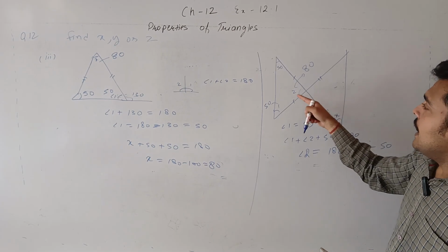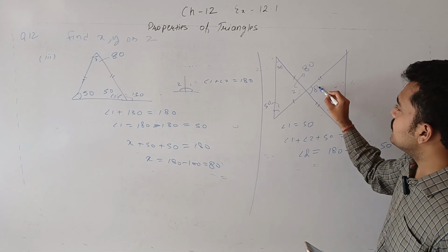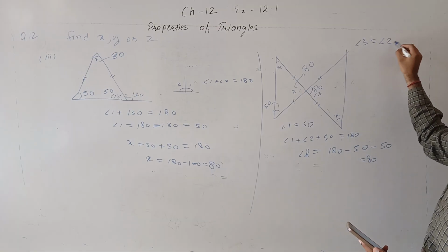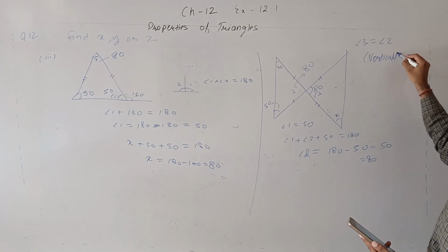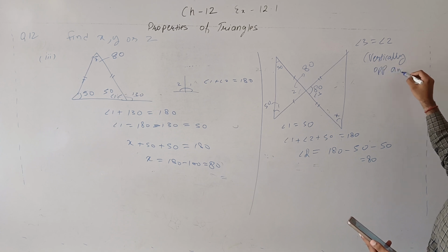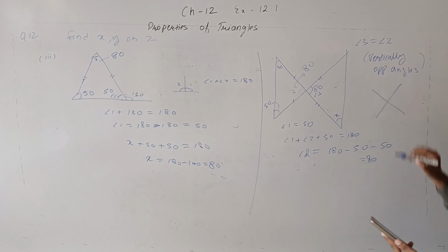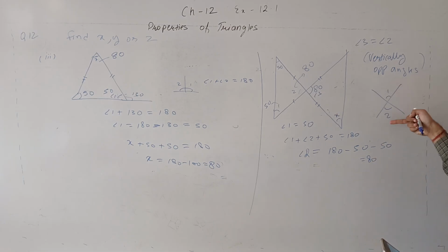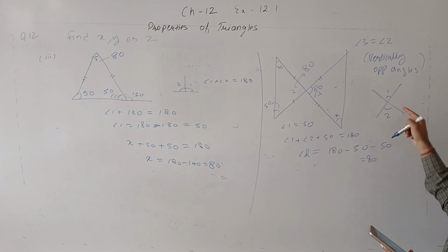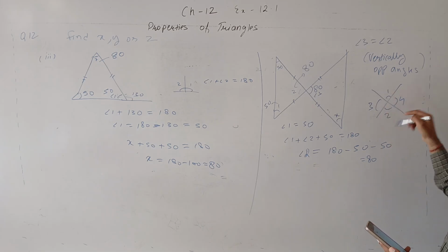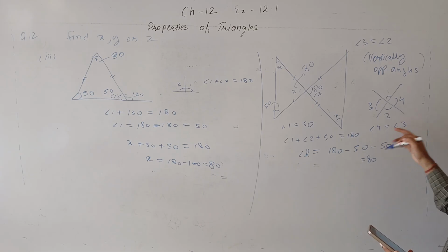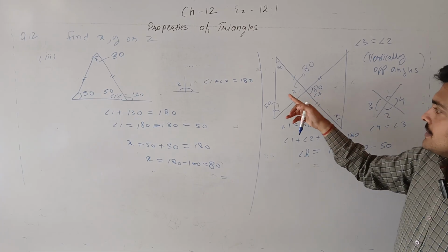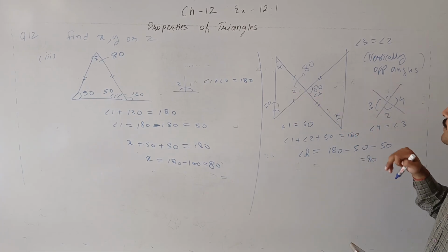So this angle is 80, and these two angles are also the same. If this is 80, angle 3 is also 80. Angle 3 is equal to angle 2. Why? These are vertically opposite angles. So if two lines are crossing each other, these are vertically opposite angles. Angle 1 and angle 2 are vertically opposite and equal. Similarly, angle 3 and angle 4 are vertically opposite, therefore angle 4 is equal to angle 3. This is a property of vertically opposite angles. So if this is 80, this is also 80.